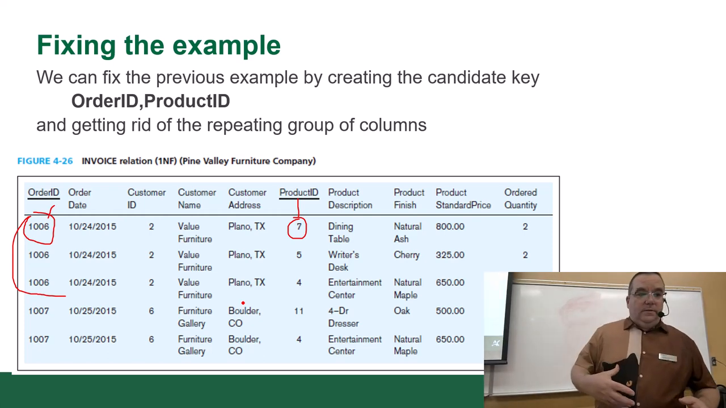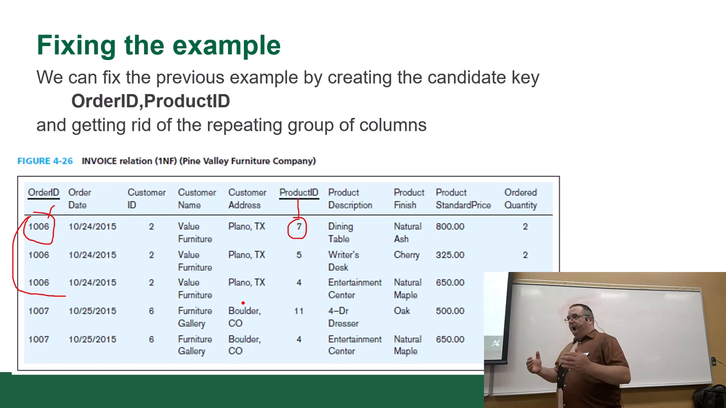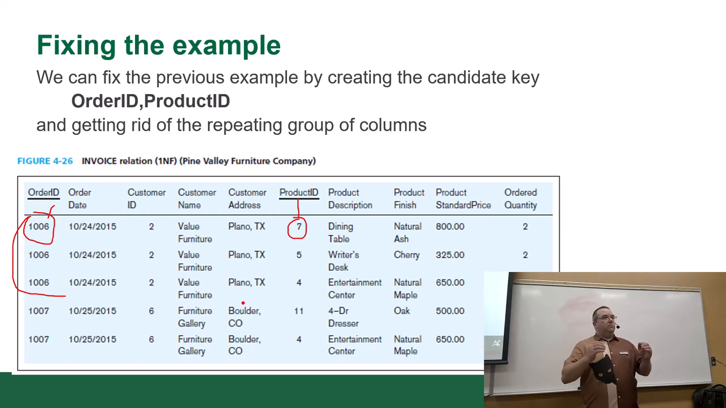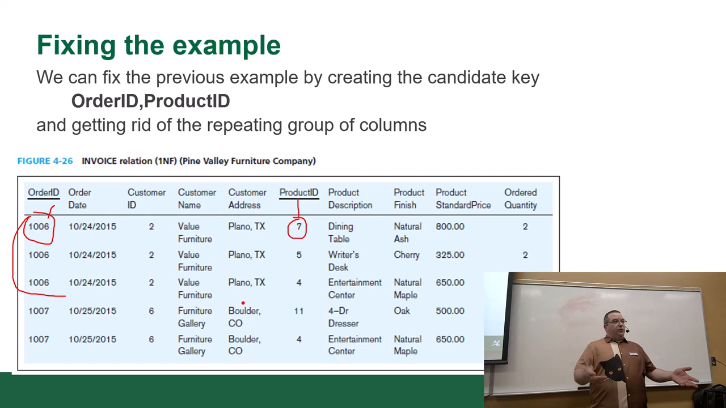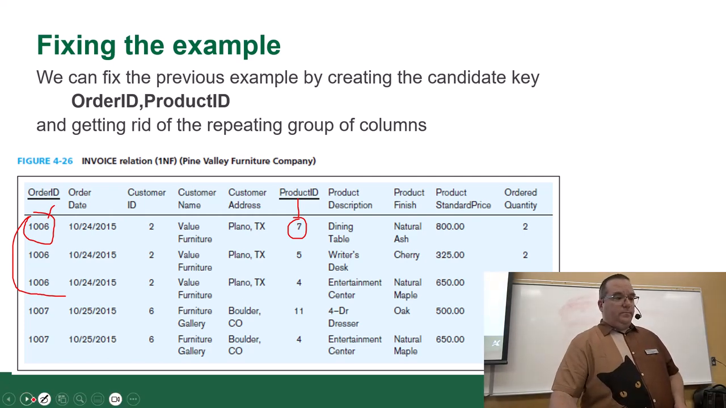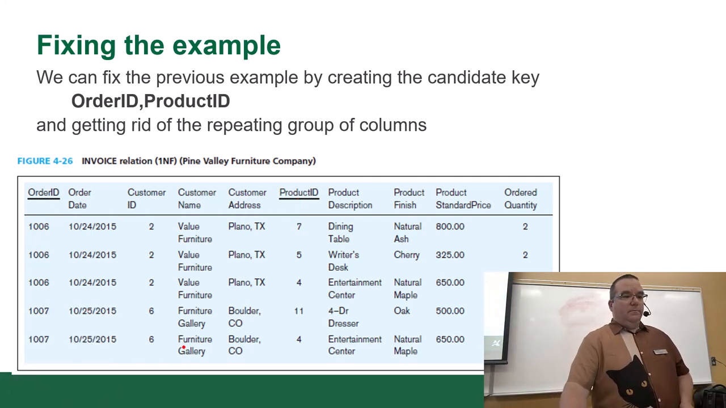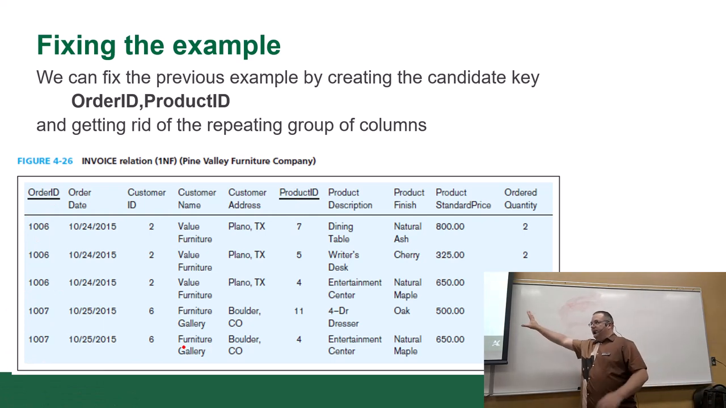The first normal form basically means we are able to retrieve a row of data 100% of the time accurately. So we always want the same one, and we're able to repeat that. That's the goal of first normal form. So any questions about this before I continue?